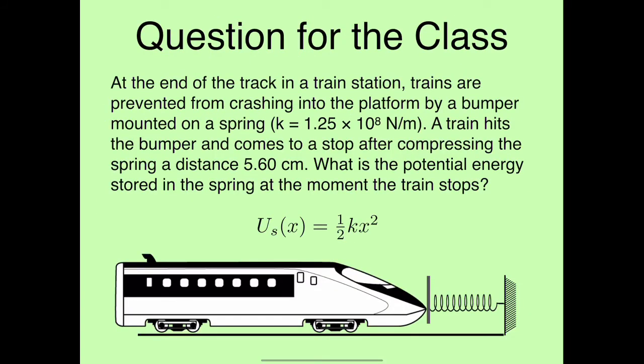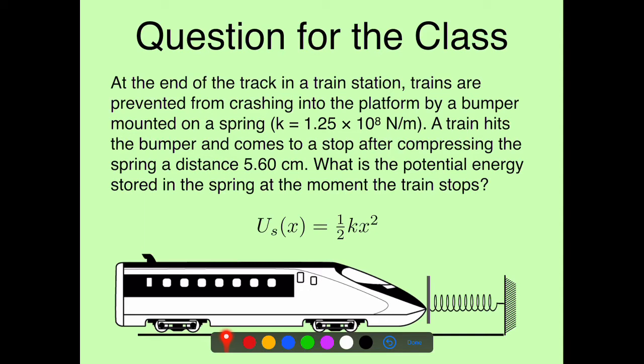Okay, so let's take a look at an example where we can actually do some calculations with the functions that we derived. So at the end of a train track in a train station, trains are prevented from crashing into the platform by a bumper mounted on a spring. So here's the little spring bumper that brings the trains to a stop. And this is a really stiff spring, so really large k value. k is equal to 1.25 times 10 to the 8 newtons per meter.